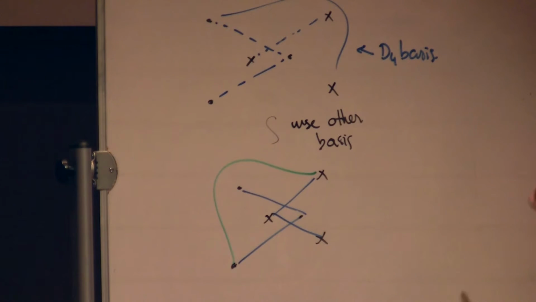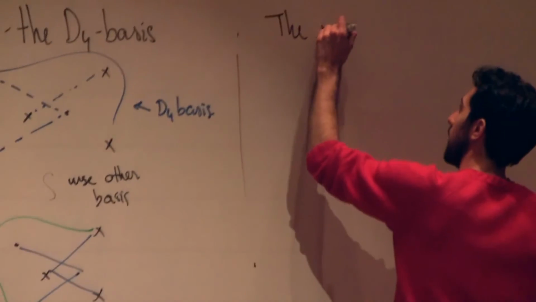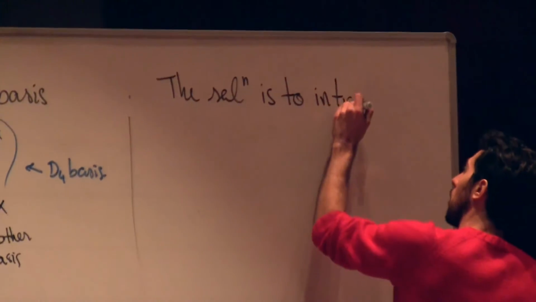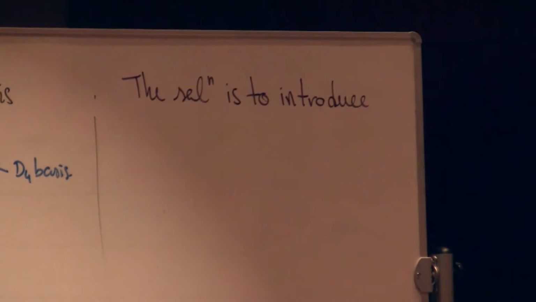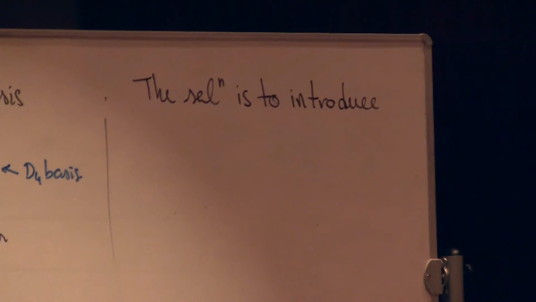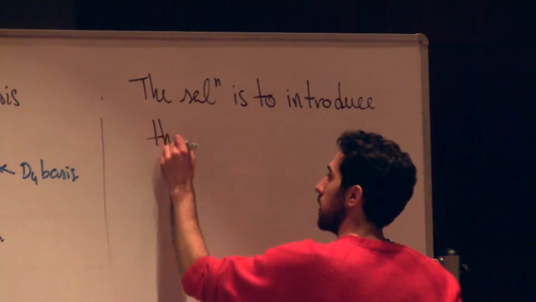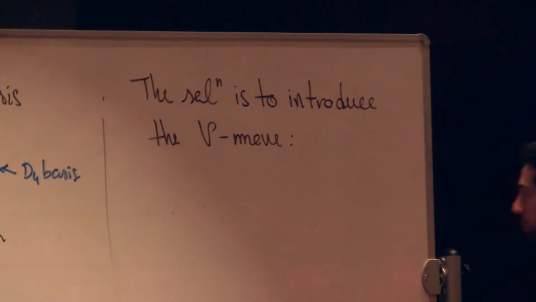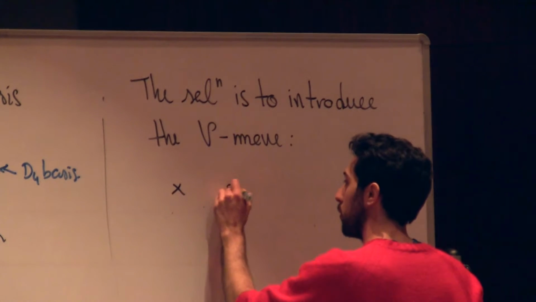Anyhow, there's a solution, and it's called the V move. The solution is to realize that there is a new move you could do, which is an allowed move in the symplectic category, but it's not a fibered move. So it's not a move through Lefschetz fibrations. The V move. You will see why the V is for. The V move goes as follows.